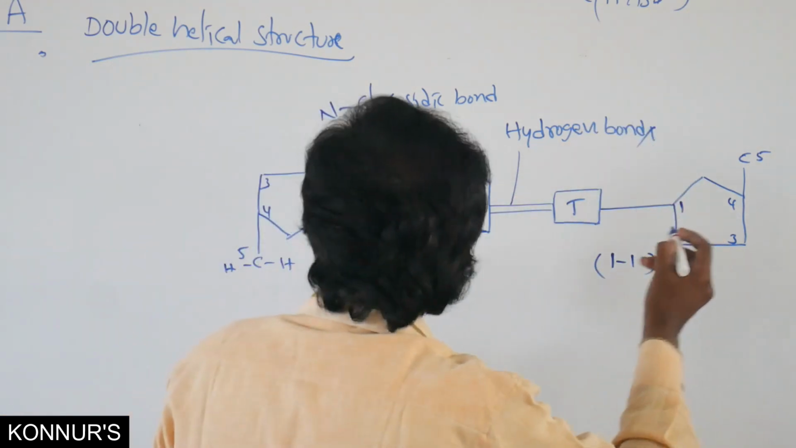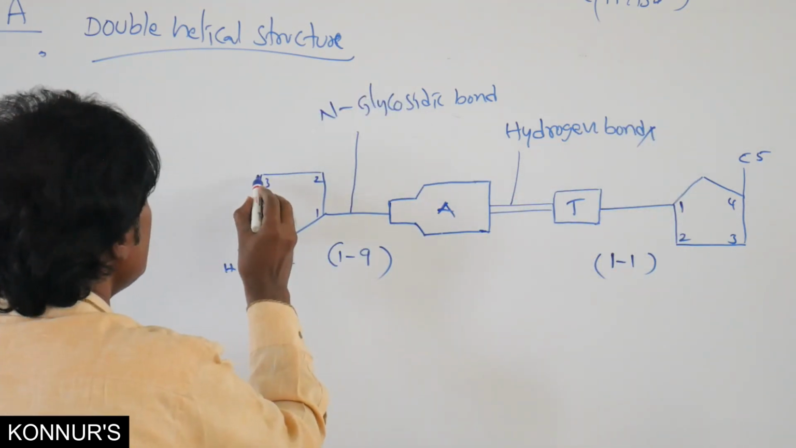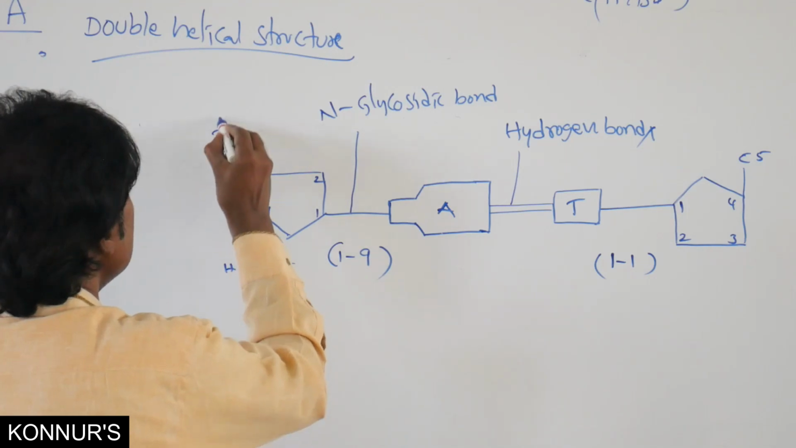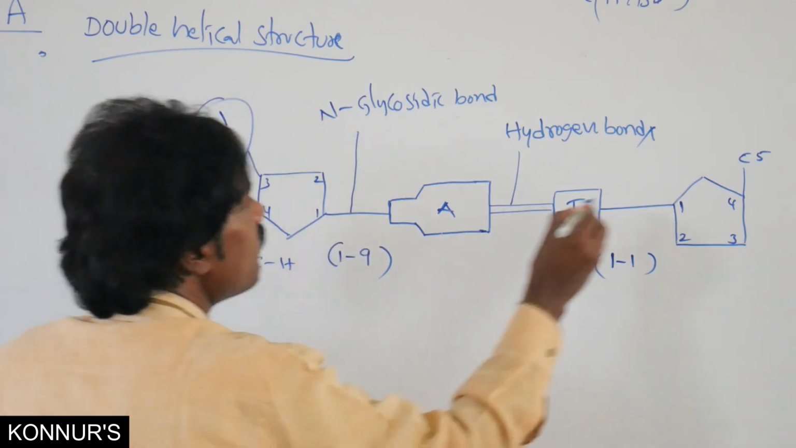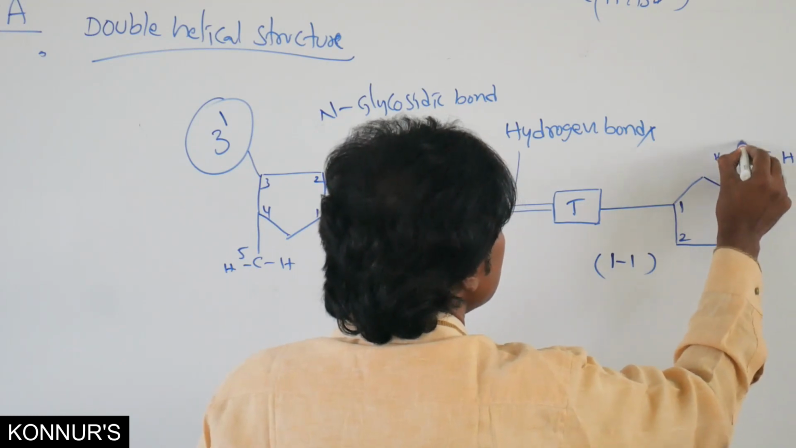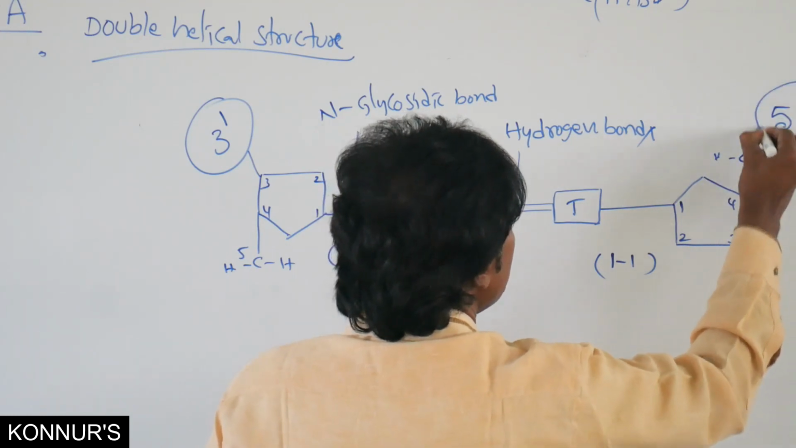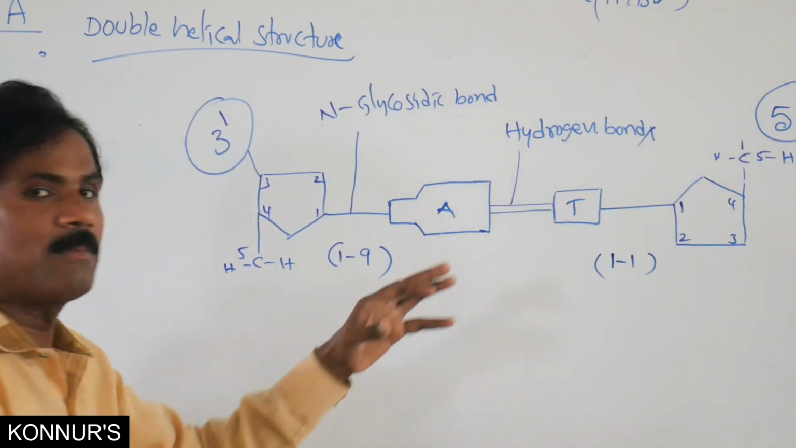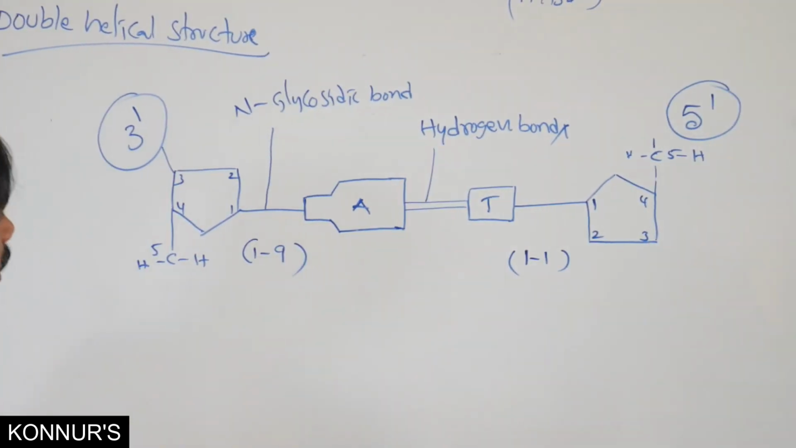Here the third carbon will be freely present, that's why it is 3 prime. Here the fifth one ends, that's why it is called 5 prime. 3 prime and 5 prime. Similarly, it is going on.